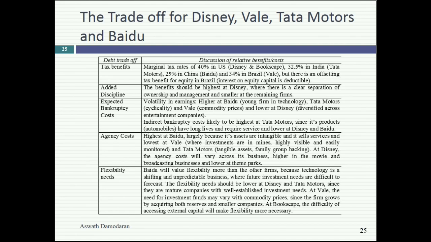And finally, on future flexibility. This is a function of how uncertain or certain you feel about your future investing needs. If you're in a business where things are settled in, you feel pretty comfortable about these are the investments I expect to make over the next 10 years, and you're not going to deviate from that. And from that perspective, I would expect, again, Baidu to value flexibility the most because they don't know what's coming down the pike. The technology could change. It could be a great search engine today, but not be used 5 years from now. So from the cost perspective, it looks to me like Baidu will borrow the least. And if you look across the companies, without looking at the numbers, I would expect Disney to have the highest debt ratio and Baidu to have the lowest debt ratio.